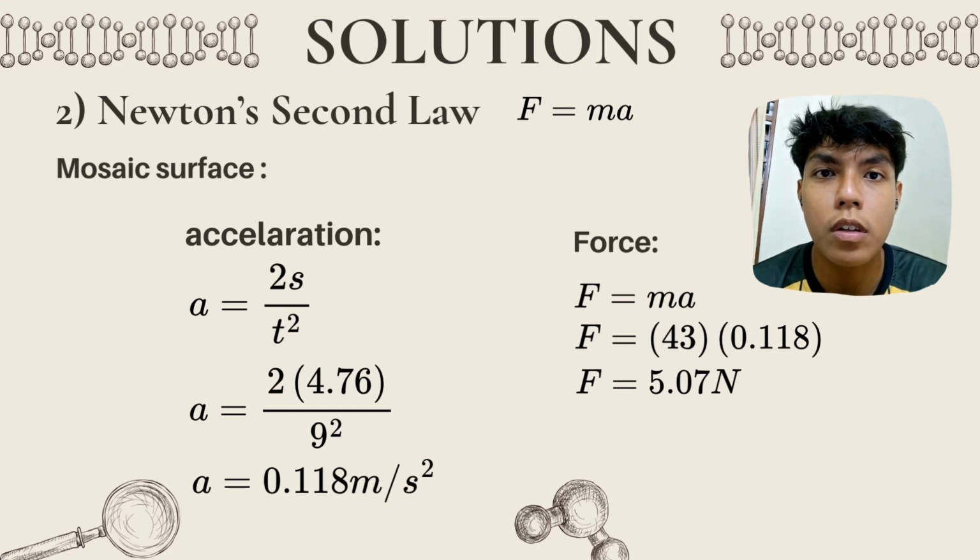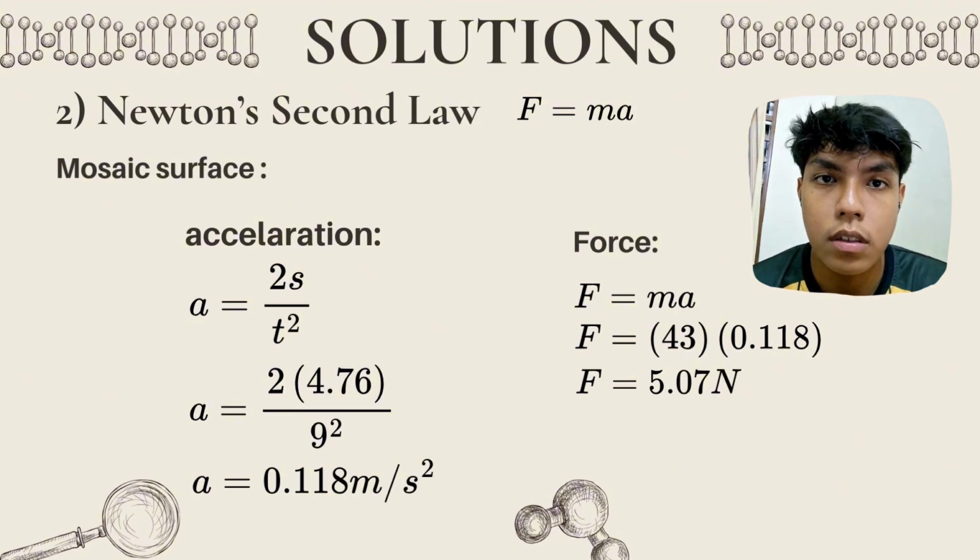But first, we have to determine the acceleration. We use the formula a equals 2s over t squared to find the acceleration. We substitute the values. a equals 2 times 4.76 over 9 squared. Then we get a equals 0.118 meters per second squared.